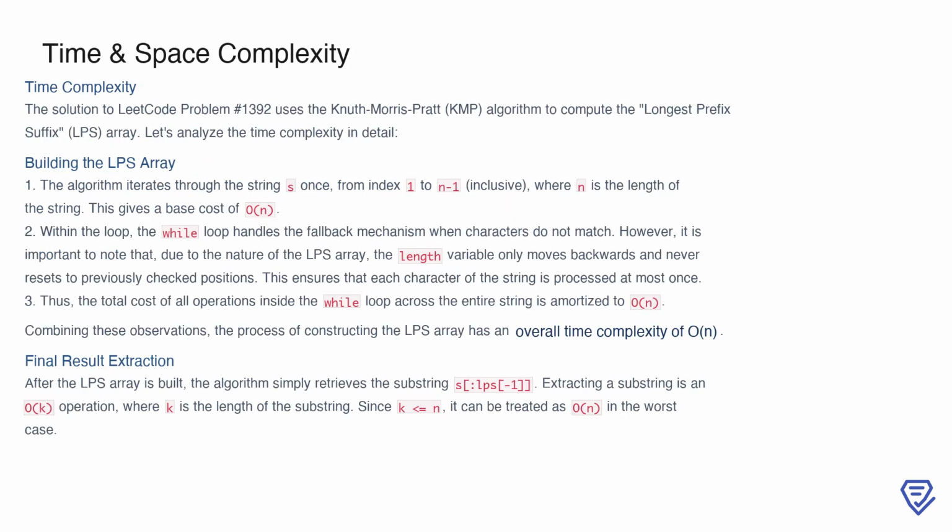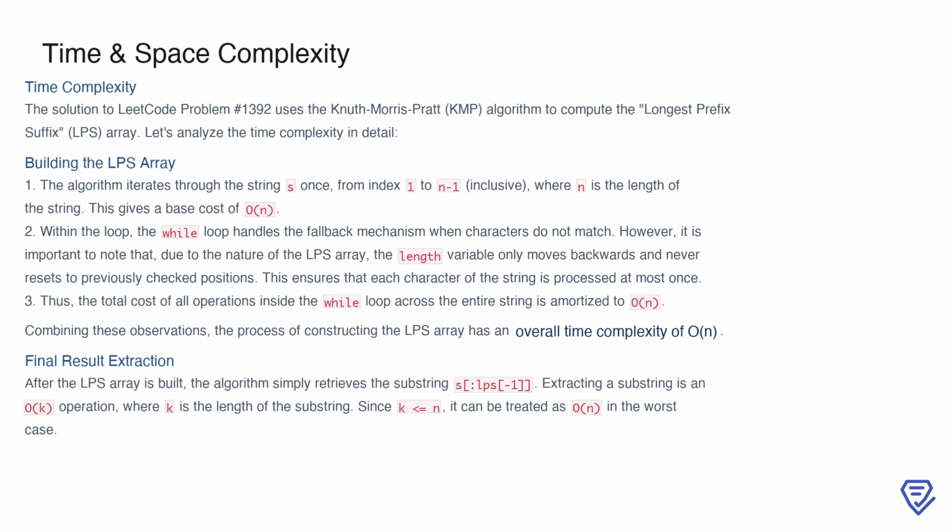The time complexity of this solution revolves around the Knuth-Morris-Pratt, or KMP, algorithm, which is used to construct the longest prefix-suffix, or LPS, array. Let's break this down step by step. First, while building the LPS array, the algorithm iterates through the string from index 1 to n-1, where n is the total length of the string. This gives us a base time cost of O(n).